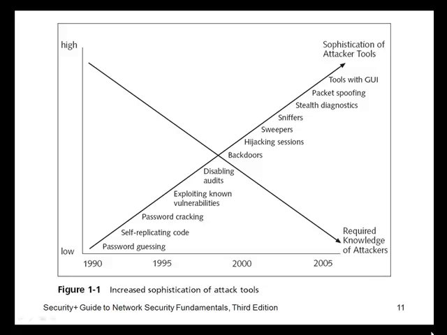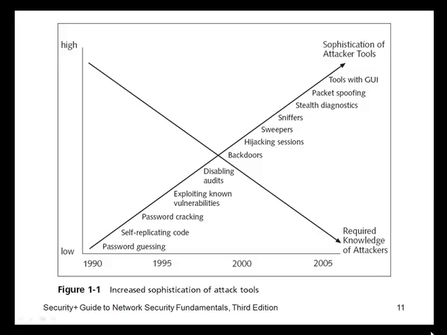The sophistication of the attacks and the required knowledge of the attackers are down here. Required knowledge has been going down, and the sophistication has been going up because we've got all these GUIs. You just double click on something and it happens. The script kiddies. How much knowledge does a script kiddie have? The answer is probably not very much. And then you get the professional hackers. How much knowledge do they have? Quite a bit.